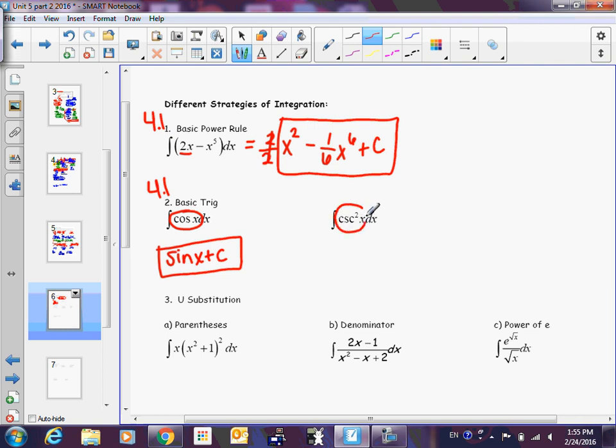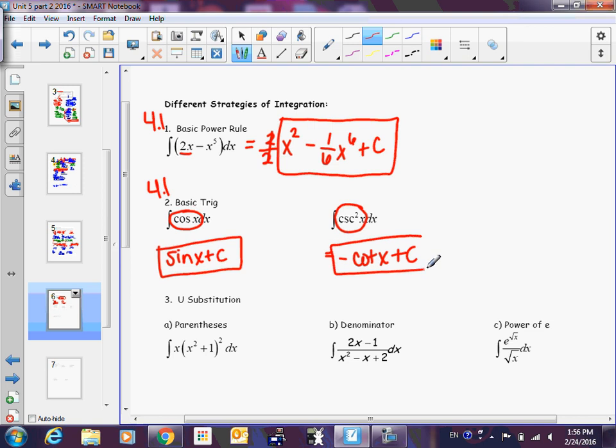Whose derivative is cosecant squared x? Negative cotangent. Okay, so the derivative of cotangent x is negative cosecant squared. So I need to put a negative there. The derivative of cotangent is negative cosecant squared, because the derivative of any co-function is negative. So I have to put a negative in to account for that. Because if I don't put this negative here, then what I should have had in the beginning is a negative. And a plus c.